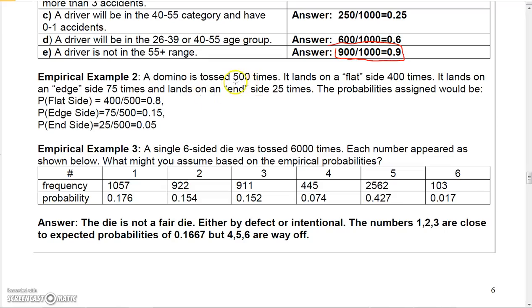Okay, one more experiment. We toss a die 500 times, and it lies on its flat side 400 times, its edge side 75 times, a domino, I'm sorry, not a die, and it's in 25 times. And so these are the probabilities that we get. 400 out of 500 would be 0.8, 75 out of 500 would be 0.15, and 25 out of 500 would be 0.05. And that's an empirical example based on an experiment that we did and the data that we collected.